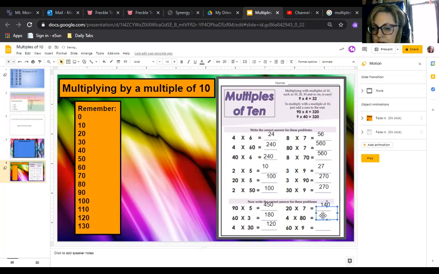For the next one, you have 80, or 4 times 80. So you're multiplying the 4 and 8 first. So 8 times 4 is 32. Don't forget to add the 0. Take a look at the next one. We have 60 times 9. Multiply the 6 tens, or just the 6 times the 9. That's 54. Add the 0. You have 540.